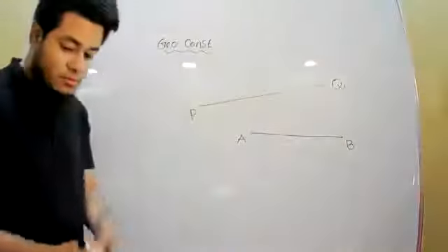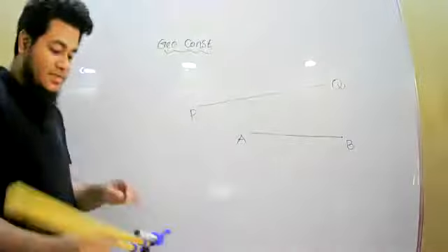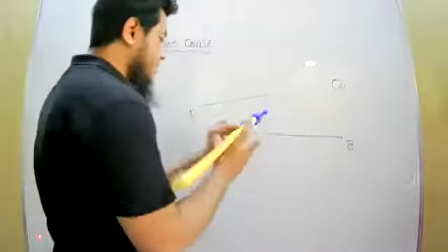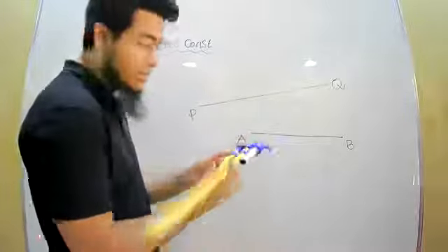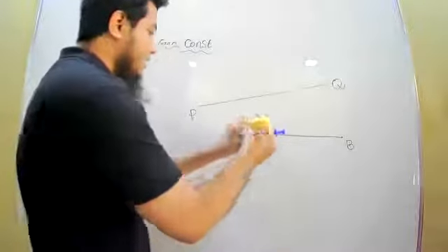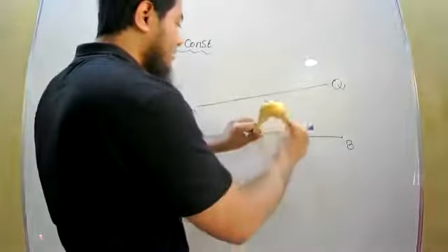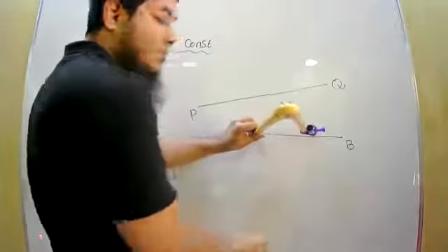Okay, we have to draw a perpendicular bisector. Bisecting a line, that is easy, right? So you have to put the compass point at A, and then take a radius which is greater than half of AB.